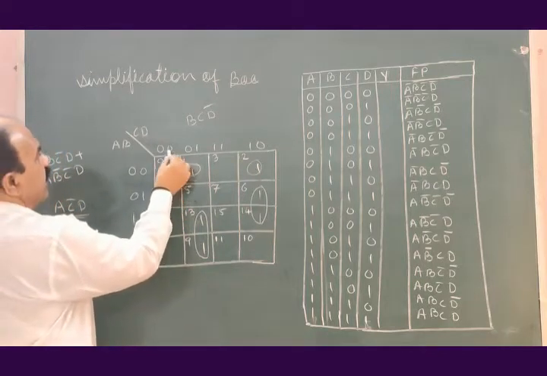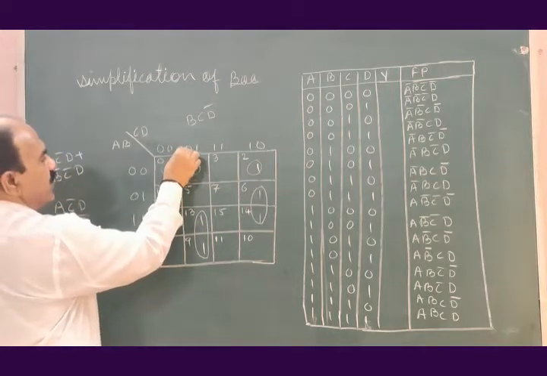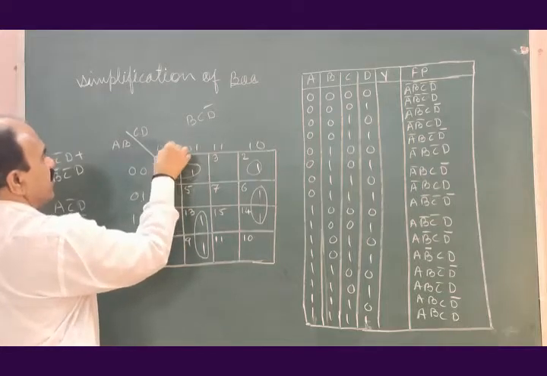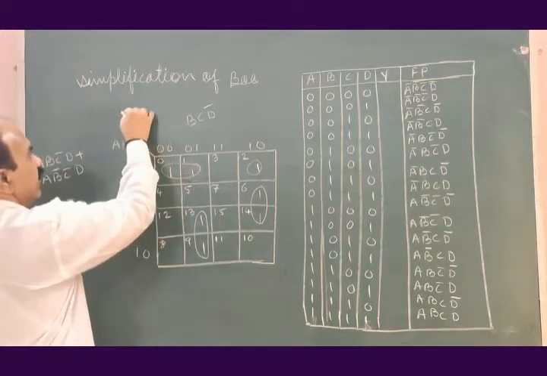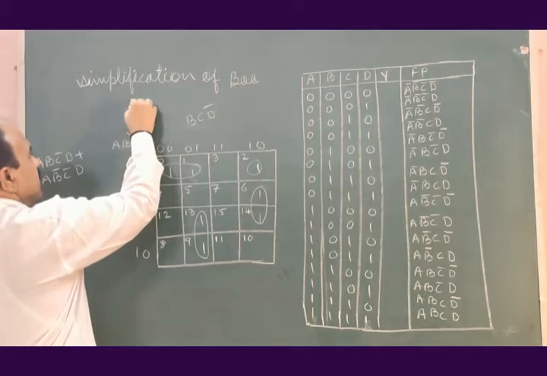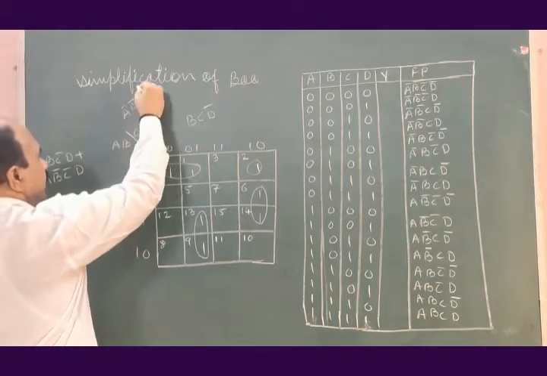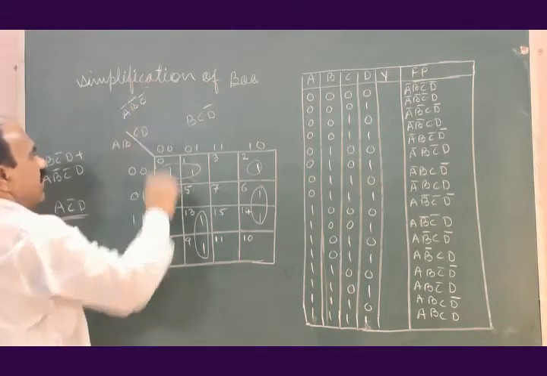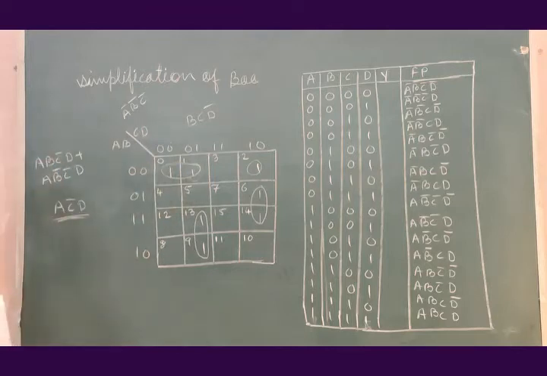Here the form has not changed, this form gets changed, so D will be deleted. It will be A bar B bar C bar, the equation of this pair.